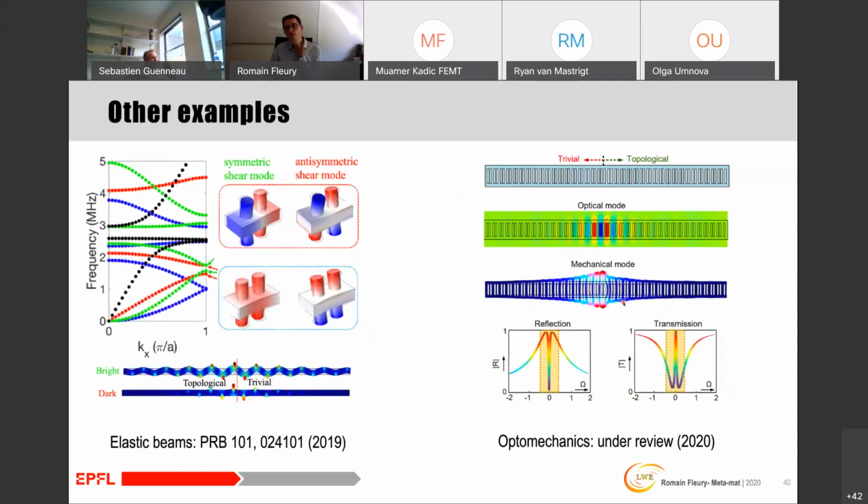So we have worked on translating this to other examples because the recipe is easy to transpose. I won't go into detail here, but you can look at these papers. This is something for elastic waves. And this example is in optomechanics. It's still under review.